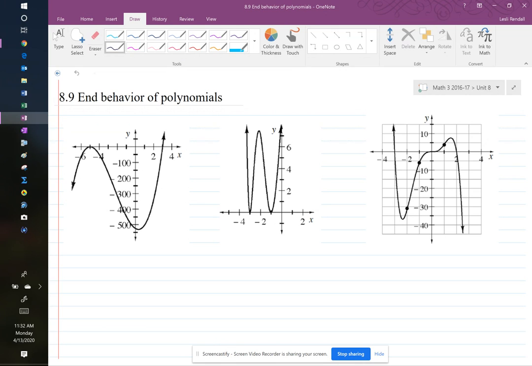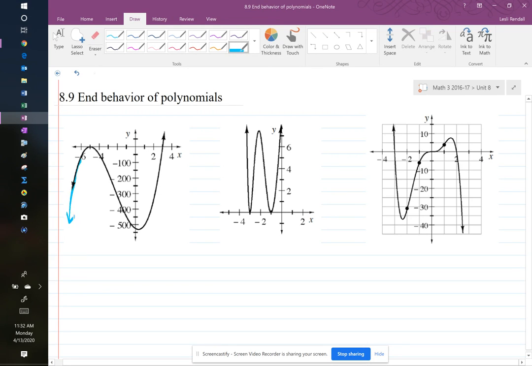Today we're going to look at end behavior of polynomials mathematically, and not just "starts down, ends down," but actually figuring out how we write it in mathematical terms.